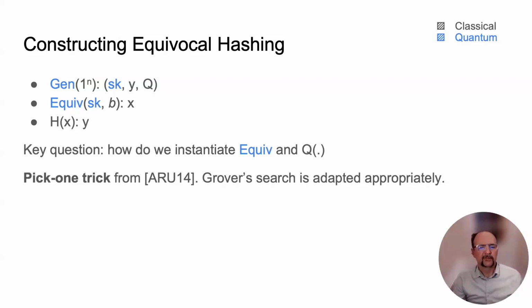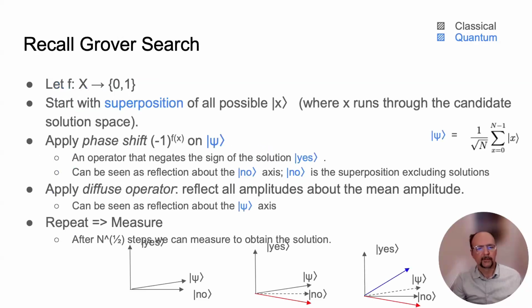The inspiration for the approach that I will present to you comes from the so-called pick one trick from the Ambainis, Rosmanis, and Unruh work, which is essentially a type of adapted Grover search. Now, Grover's algorithm is one of the classical algorithms in quantum computing. And just as a reminder, it works in the following way.